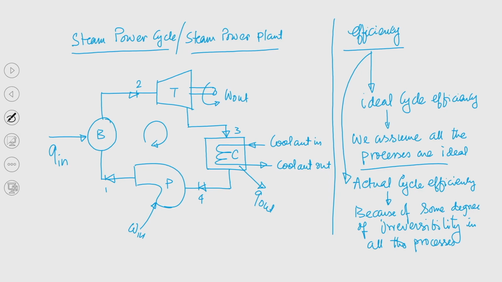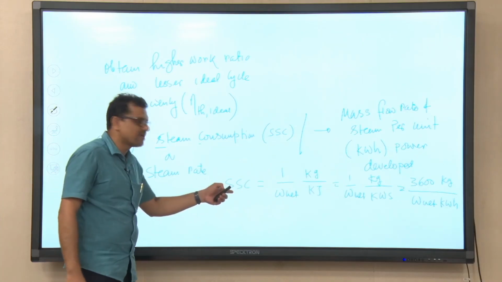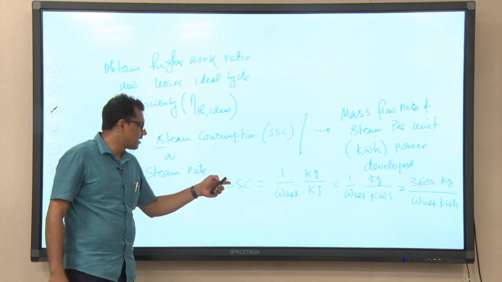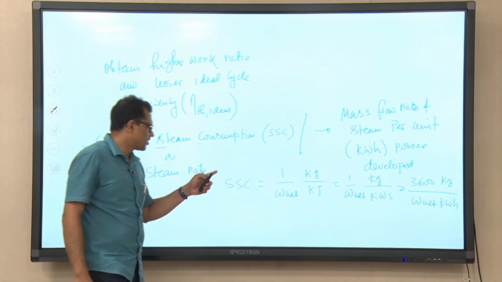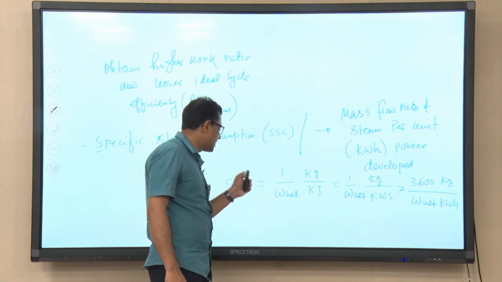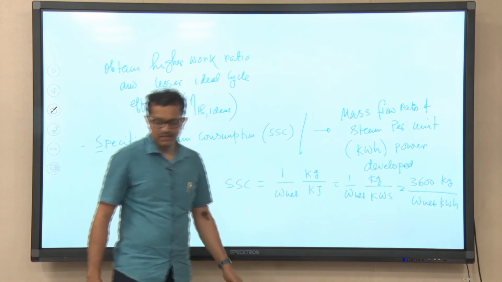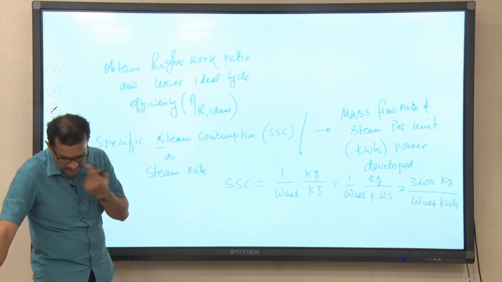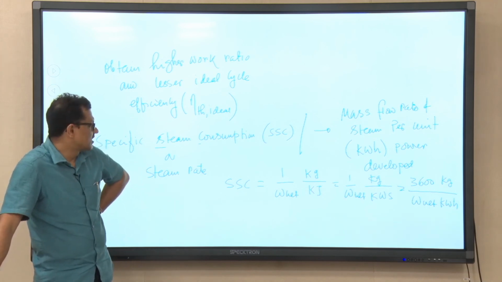So, for this particular case, we have understood that this parameter is very important. It governs both the capital cost as well as the operational cost. Okay. So, for the same heat input, if this is bigger, then what will happen? This will be less, that means thermal efficiency will be less. So, this is very important to understand.